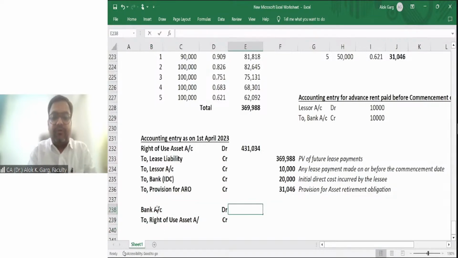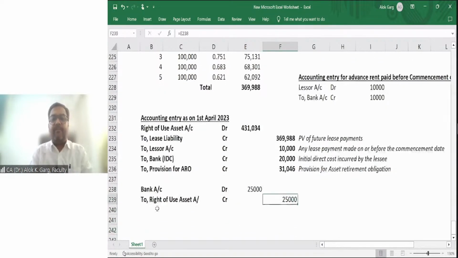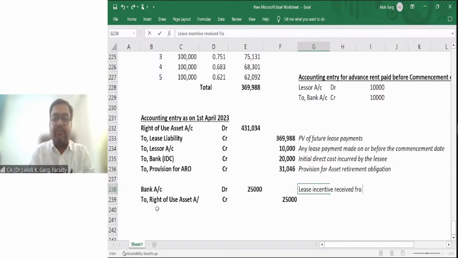You can do anything, whatever you want. Right. This is your lease incentive, the incentive received from the lessor.